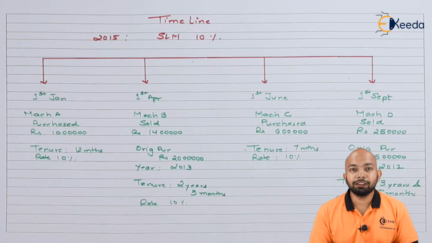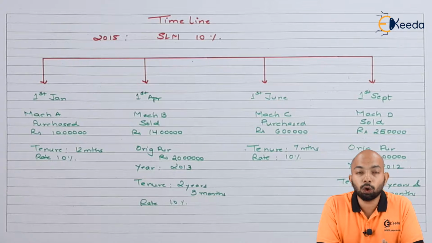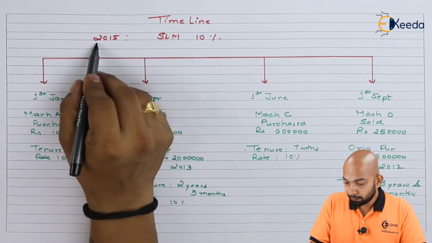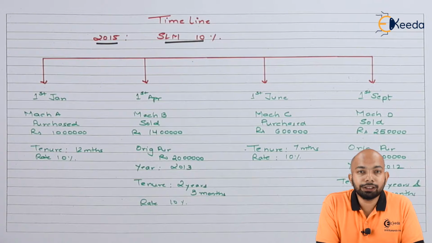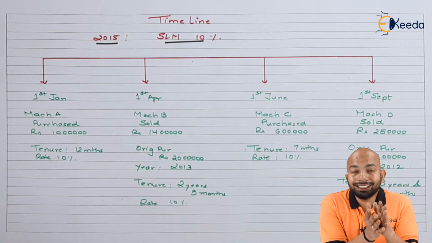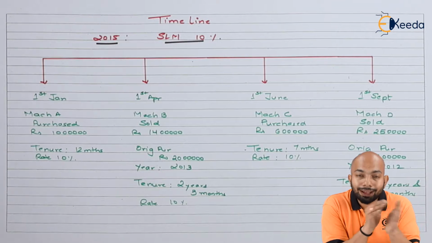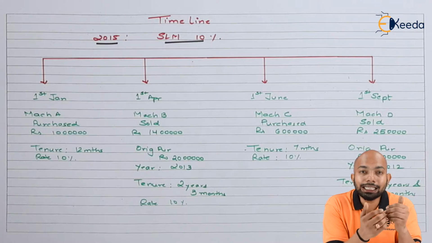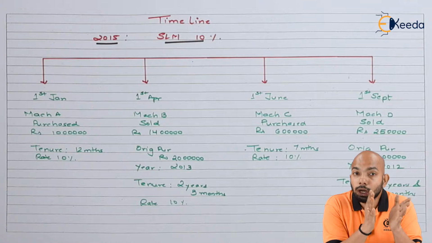So as we can see, we have prepared the timeline here. This is a detailed timeline that we have provided here. Let's go through it. In the year 2015, SLM method at the rate of 10% is followed. Now what we have further done is that the dates of these transactions that were mentioned in this question, we have aligned them in horizontal order with details of every transaction listed on that specific date itself. Let's figure out how we have done it.